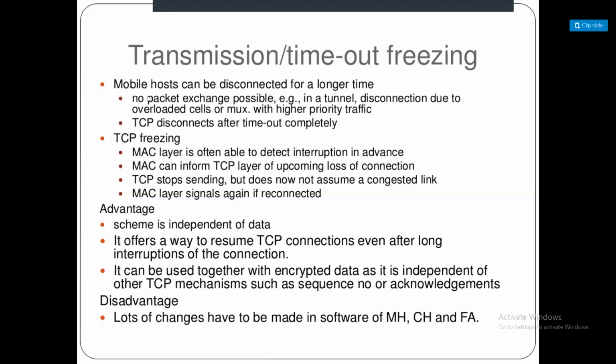That is, I have detected one interruption. The MAC sublayer detected a loss in the previous packet transmission, and an interruption. The detected information is informed by the MAC layer to the TCP layer. This MAC layer can inform the TCP layer about the upcoming loss. That is, the previous packet had a problem, and the next further packets will also face problems, so this upcoming loss information will be informed to the TCP layer. Who is informing? The MAC layer is informing the TCP layer.